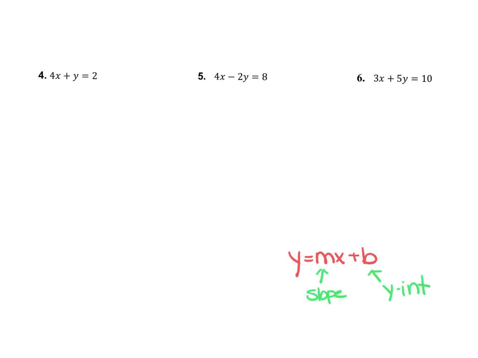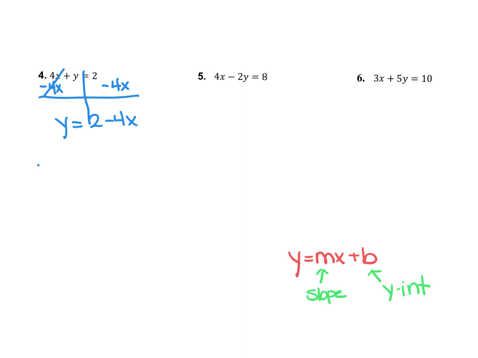All right, for these next ones, we need to make sure that we have solved for y before we can tell. You cannot tell what the slope and the y-intercept are unless we've solved for y, meaning that the y is all by itself. And so we're going to get the y all by itself by undoing that 4x and moving it to the other side. To isolate the y, we're going to subtract 4x here, and if I do that on that side, I have to do that on this side. So we have y is equal to 2 minus 4x.